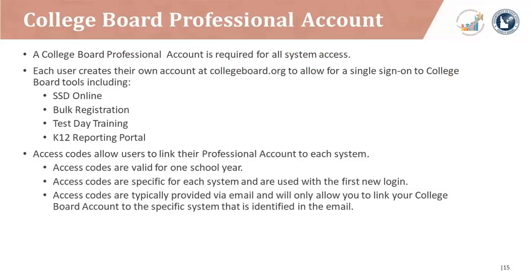Access codes allow users to link their professional account to each system. Access codes are valid for 1 school year. They're specific for each system and are used with the first new login. Access codes are typically provided via email and will only allow you to link to the College Board account to the specific system that is identified in that email.